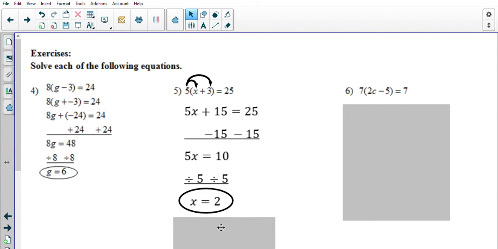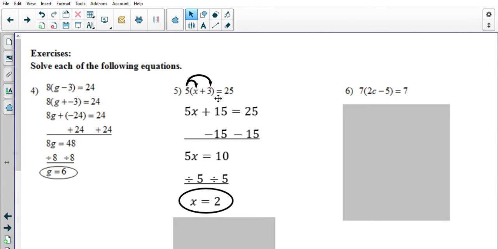Now we can check our solutions for these as well. Typically what I will do is I will do the stuff in parentheses and then multiply by the number outside as my last step. So what I suggest is do 2 plus 3, hit equals to find that solution, then multiply by 5. My calculator gives me 25. That's the number that's on the right-hand side.